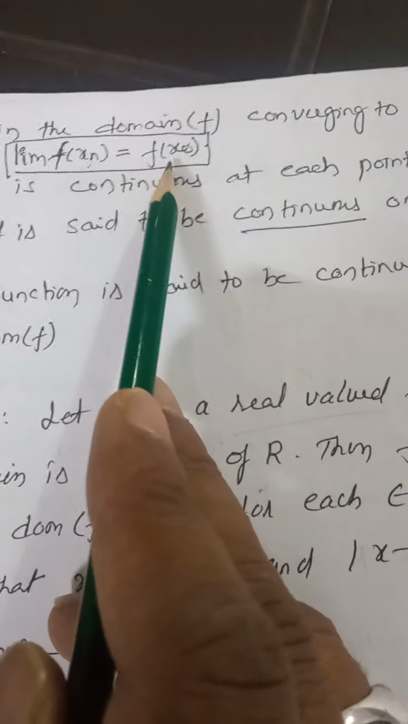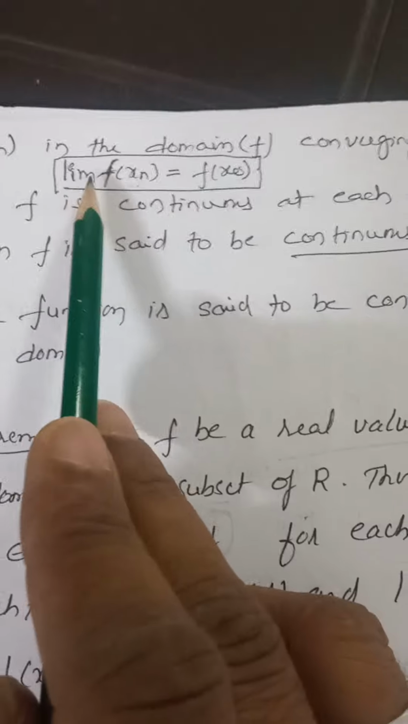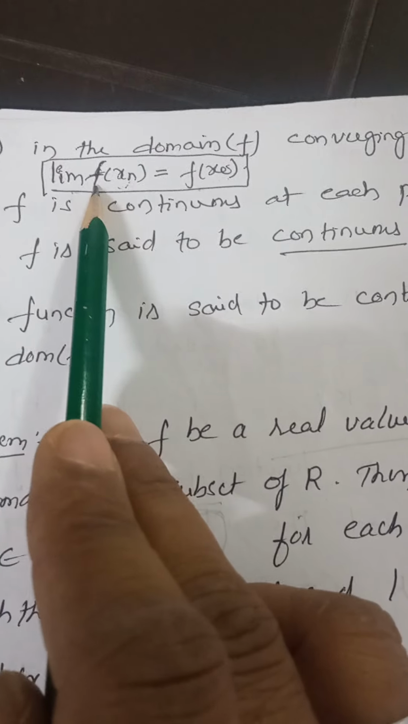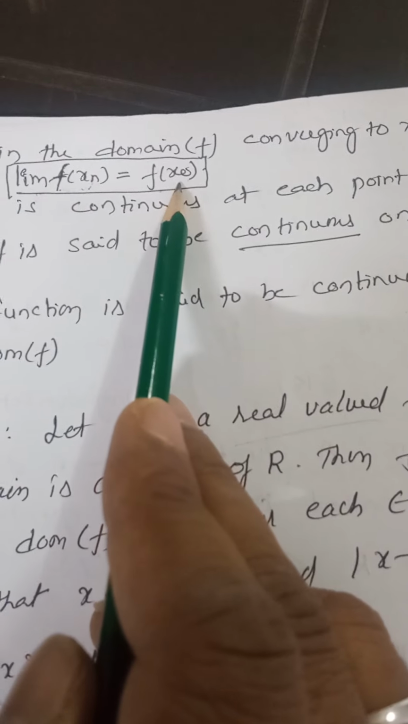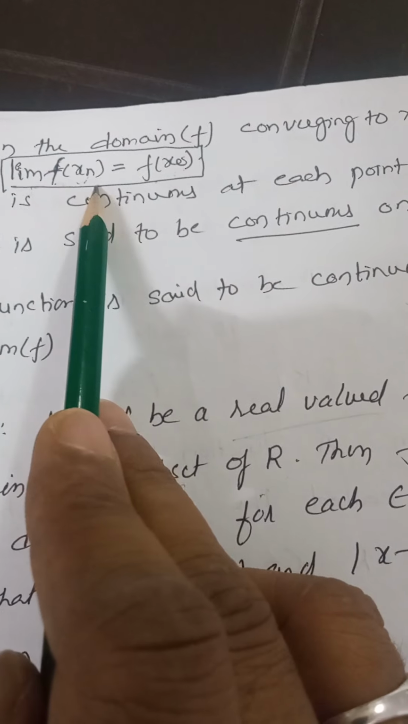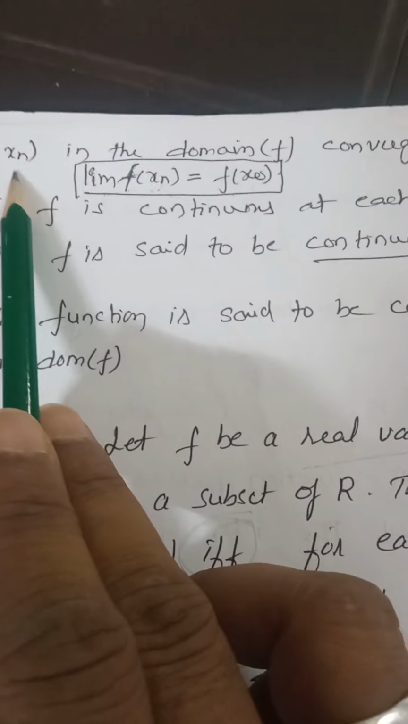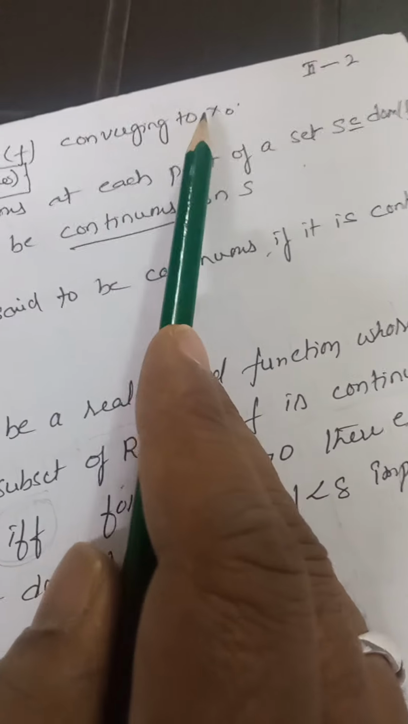Or else limit f of xn is equal to f of x naught, we can say that f is continuous at x is equal to x naught. We have to get this result, or we have to show that the sequence xn converges to x naught. Either this condition or this condition we have to prove.